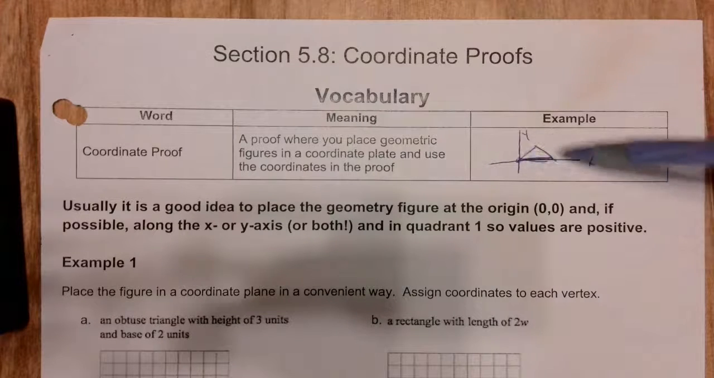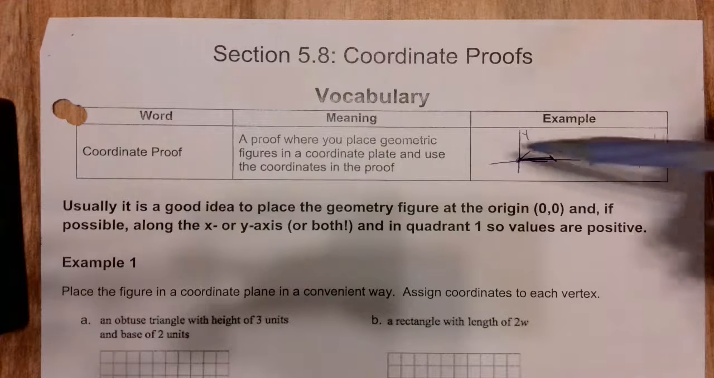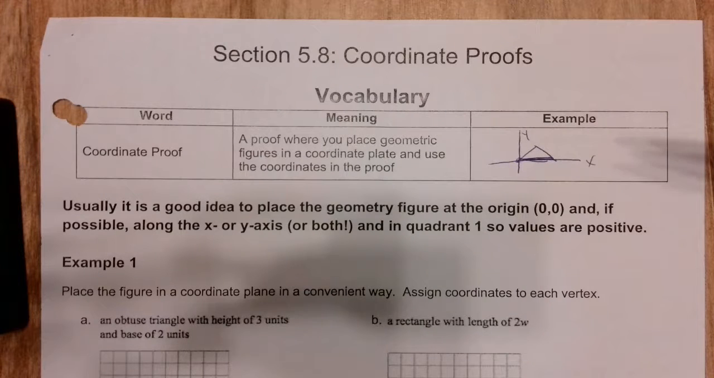If you can keep it in quadrant 1, so all the numbers are positive, that's a good idea. Keeping it on the x-axis or the y-axis is a good idea, or both if you can. So placing your triangle in a convenient way is a good idea.